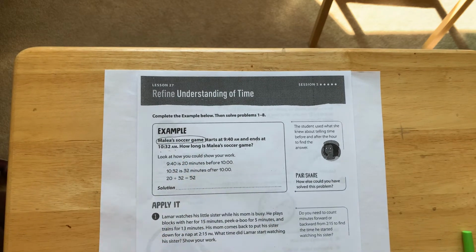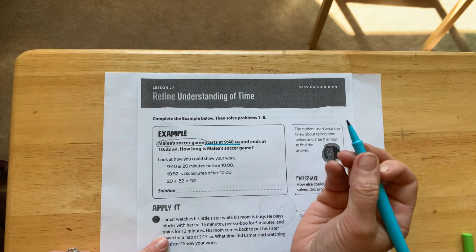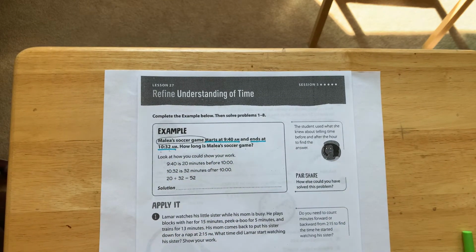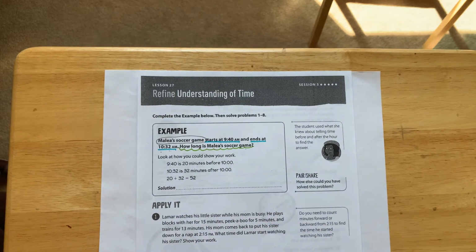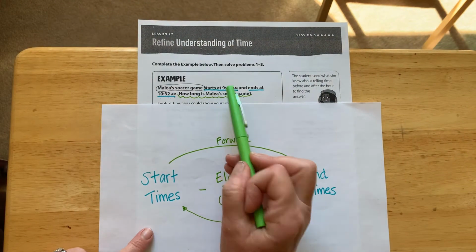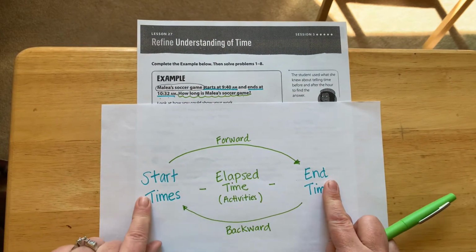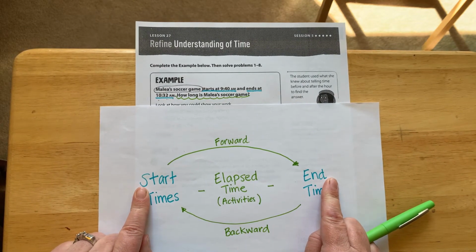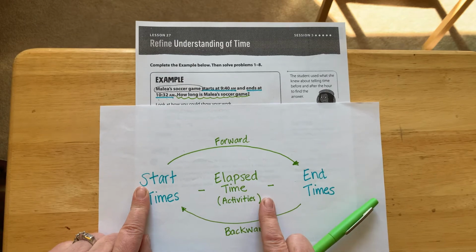So what are some important things we need there? It starts at 9:40 a.m. and it ends at 10:32 a.m. And they're asking us, how long is Malia's soccer game? Okay, let's look at our picture here. What did they give us? Well, it's starting at 9:40 and it's ending at 10:32. So they gave me my start, they gave me my end. What do I need to figure out? I need to figure out the elapsed time.